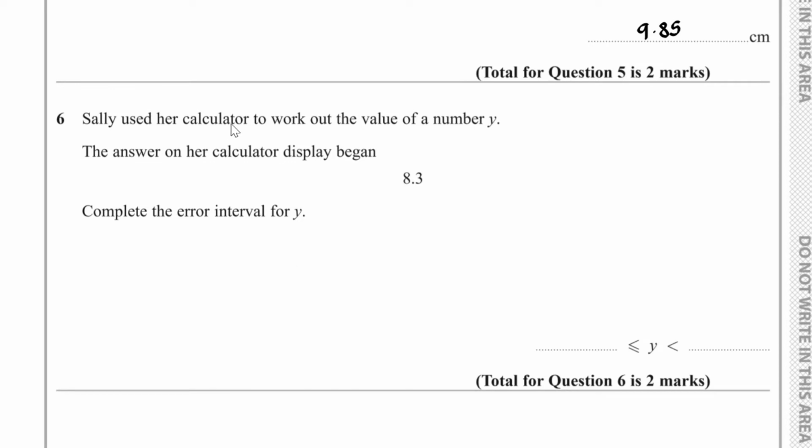For question 6, Sally used her calculator to work out the value of a number y. The answer on her calculator began 8.3. We have to complete the error interval. Well, if the answer on her calculator started with an 8.3, we can see here that 8.3 is less than or equal to y.